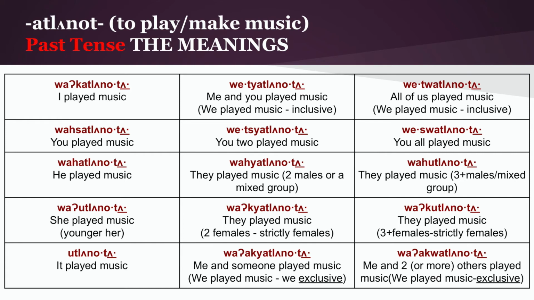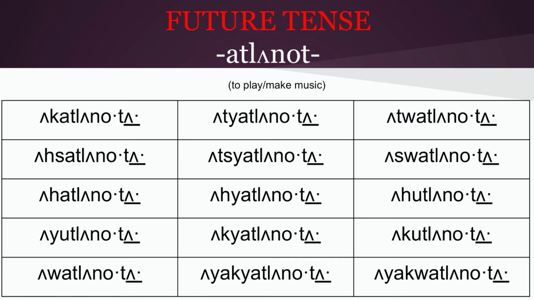All right, we learned about the past tense. Let's go to the future. Right, let's go over the future tense for udlanode. So it means to play or to make music. Check out these conjugations. What do you see? Do you see the pronouns? What's before the pronouns? What kind of ending does it have? Make those observations while I go through and present the pronunciations of this entire chart for you.